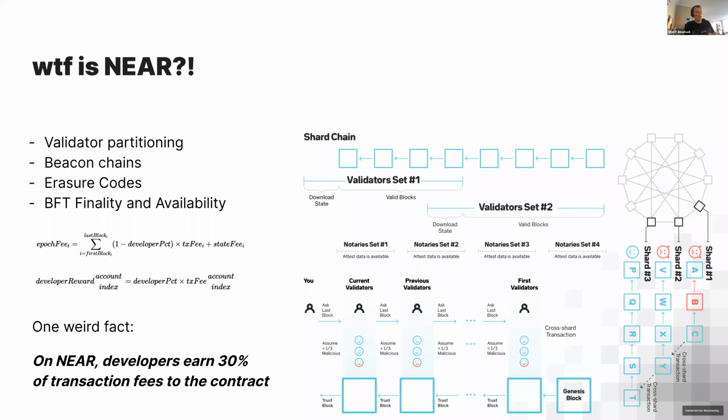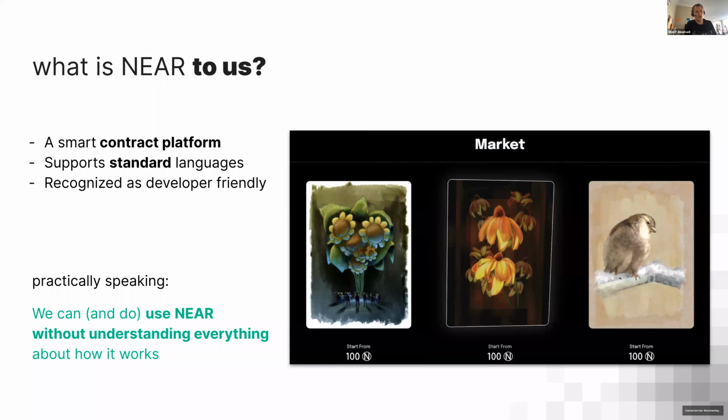That's perfectly fine. So here on the right-hand side, we can see all of these diagrams from some of our white papers and some of the write-ups that we have about how sharding works and how validators work and validator sets and so on. But actually, what is NEAR to us? What are we going to focus on this week? It's a smart contract platform. It supports a couple of standard languages, Rust and AssemblyScript, and it's recognized as developer friendly. We can make things with it, like Paris has made here with the NFT marketplace where they sell some beautiful things. And we can and do use NEAR and build on NEAR without understanding everything.